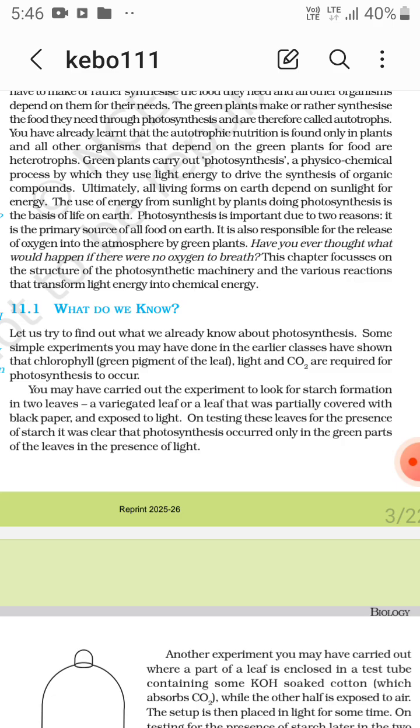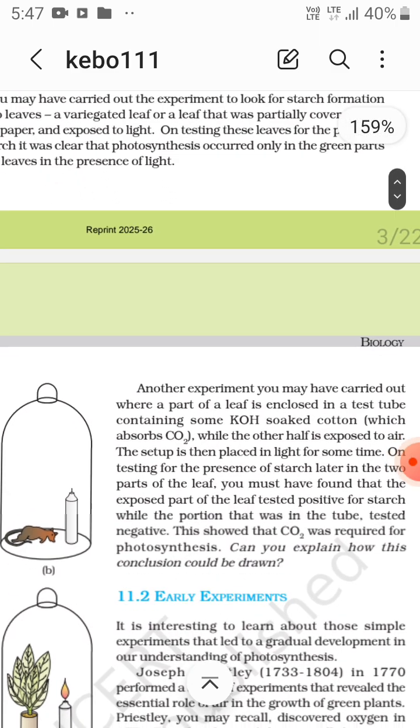Starch formation in two leaves: a variegated leaf, or a leaf that was partially covered with black paper, exposed to light. On testing these leaves for the presence of starch, it was clear that photosynthesis occurs only in the green parts of the leaves in the presence of light. Okay, another experiment.